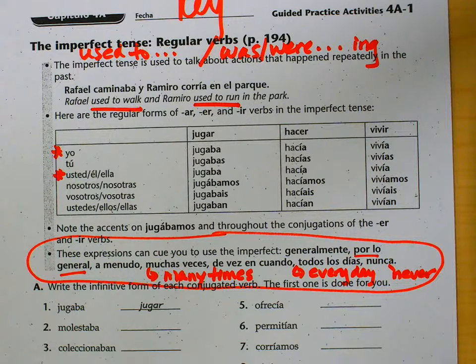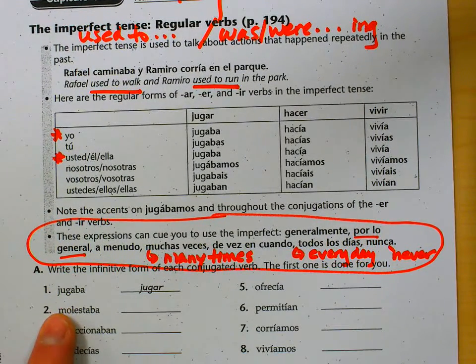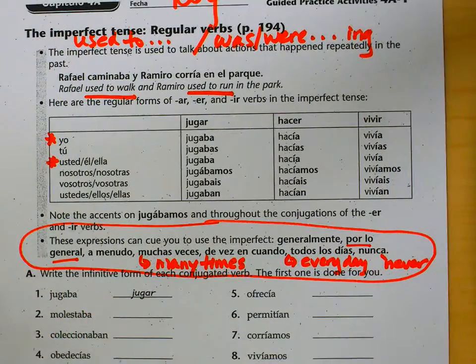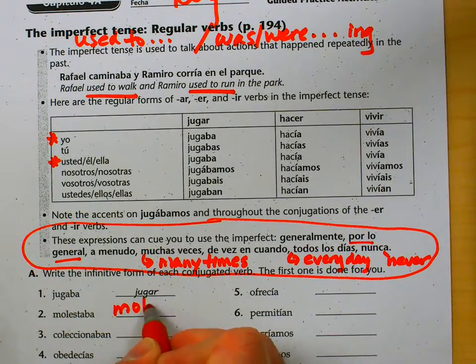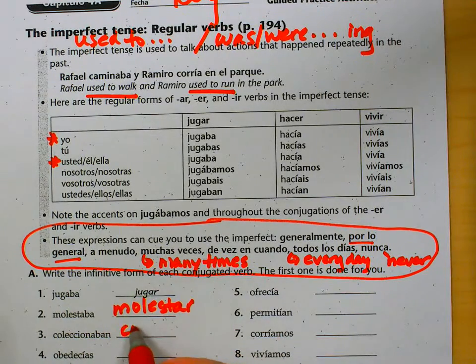So part A says, write the infinitive form of each conjugated verb. The first one's been done for you. So they want you to take off the endings and tell me where this was coming from. So jugaba, take off the aba. It's got an AR verb ending on that, so it must have been an AR verb coming from jugar. Molestaba, coming from molestar. Coleccionaban, coming from coleccionar.